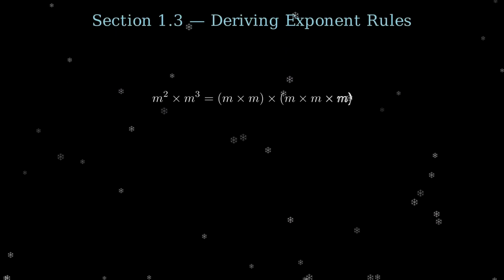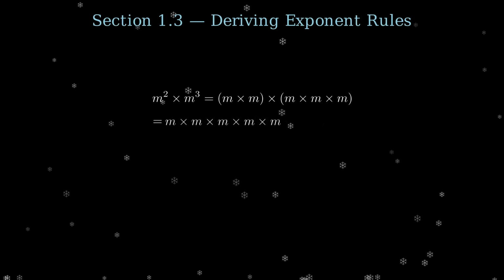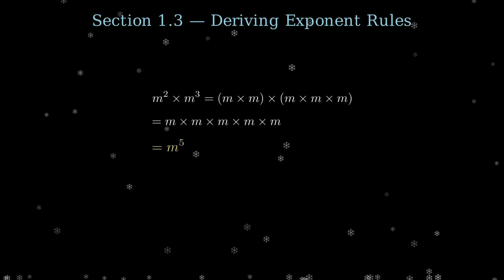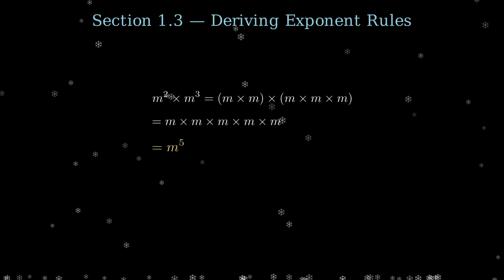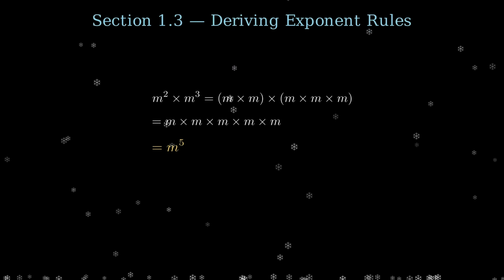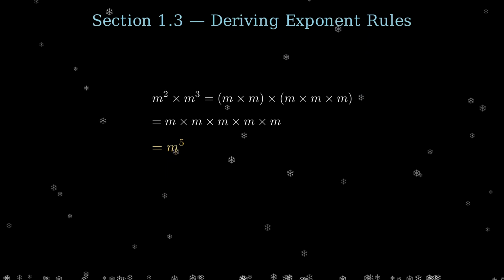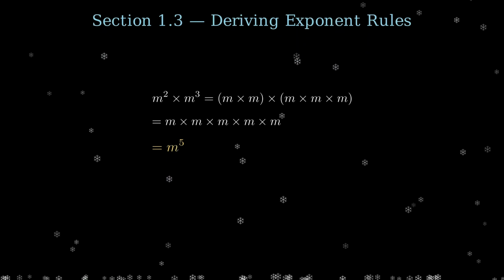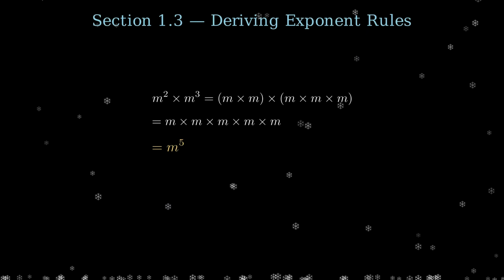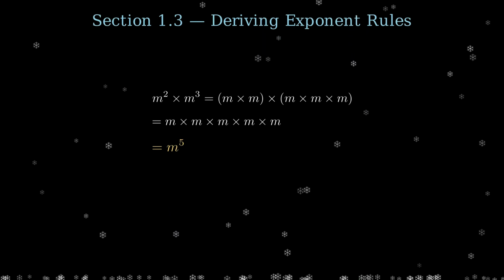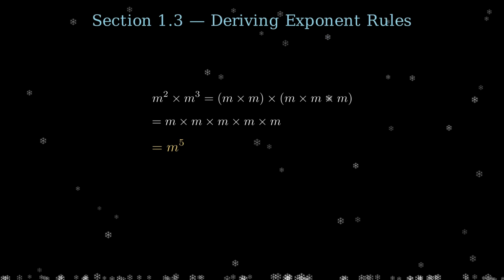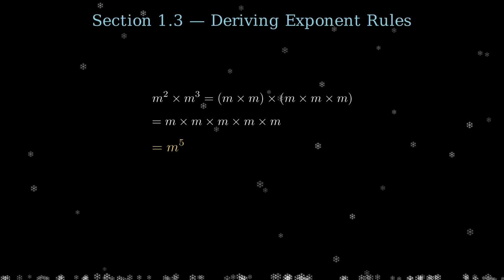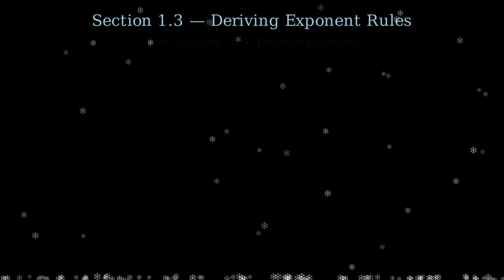Let's mathematically derive the multiplication of exponents. When we multiply m squared by m cubed, we expand them into repeated factors. M squared is m times m, and m cubed is m times m times m. Count them all together, and we get m multiplied 5 times, which equals m to the 5th power. Thus, when multiplying powers with the same base, we simply add the exponents.